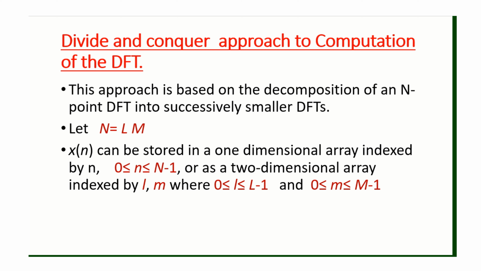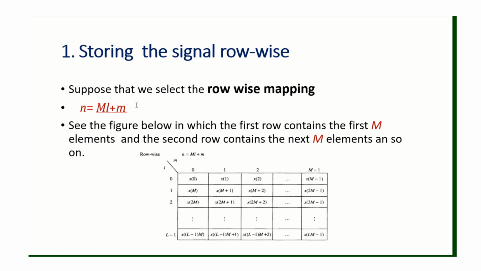The representation is as follows. Suppose we select the row wise mapping, that is n equal to capital M small l plus m. If you observe the figure carefully, there are the first M elements in the first row, the second M elements in the second row, and so on, up to the last M elements in the last row. As this starts from 0, there are L rows and M columns. So L into M, the total number of elements, is N, which is equal to the input signal.